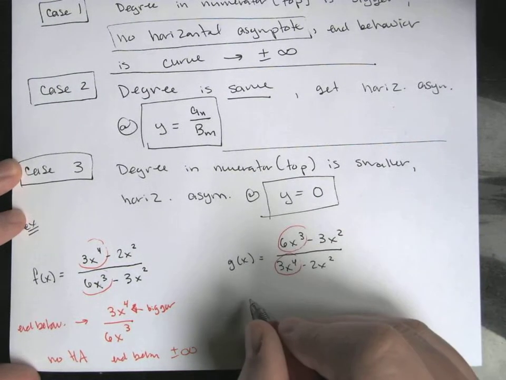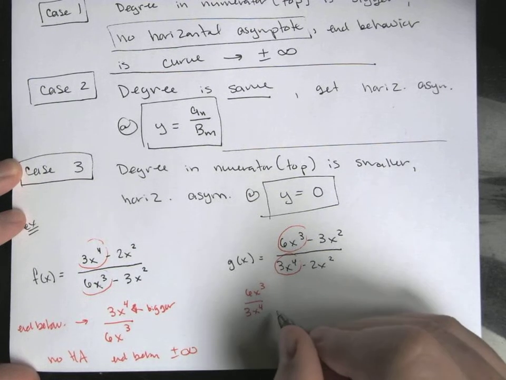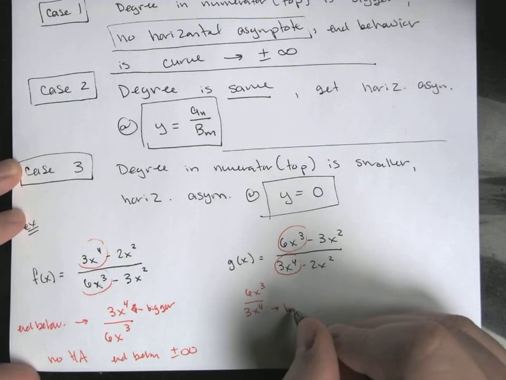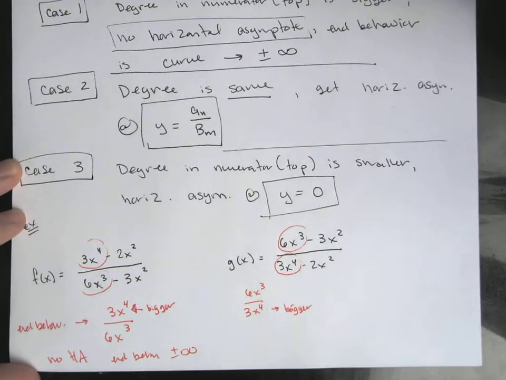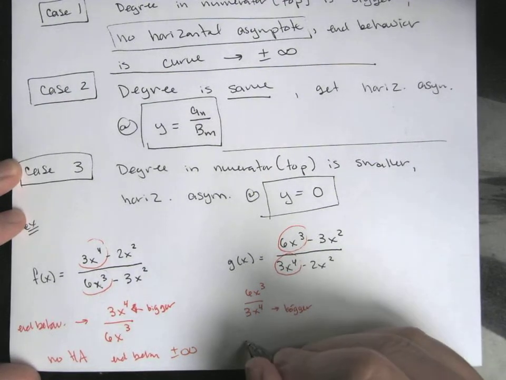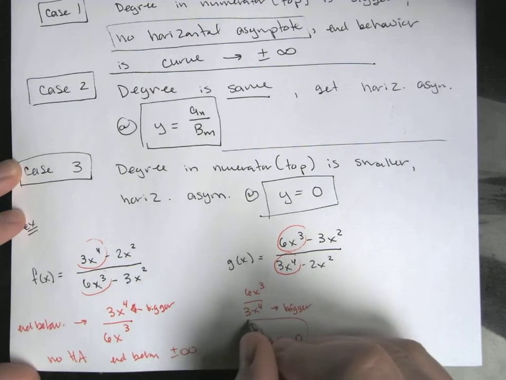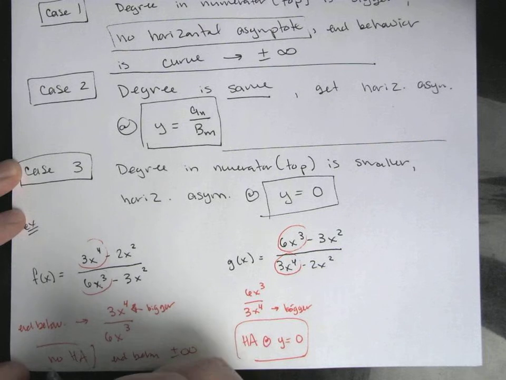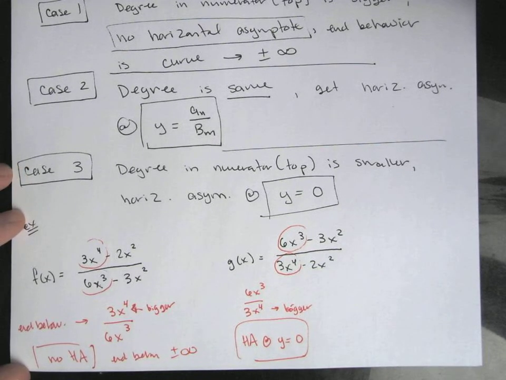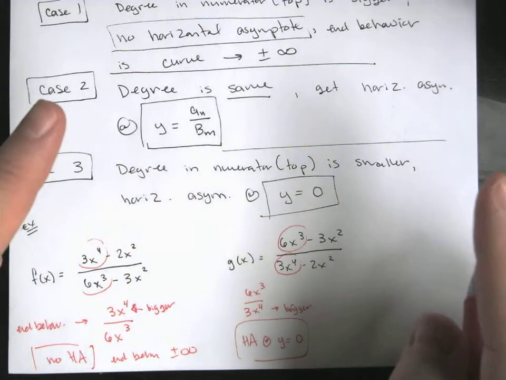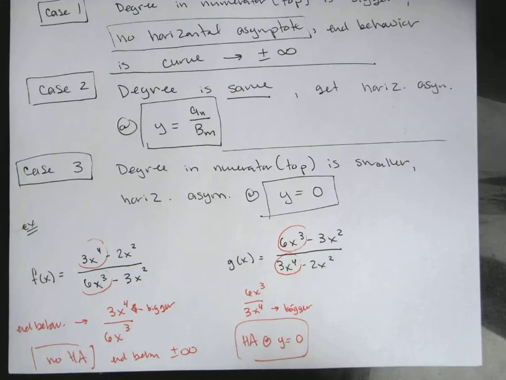is I'm really looking at 6x cubed over 3x to the 4. So now our bottom degree is larger, and so we're going to get a horizontal asymptote at y equals 0. That means this graph, as we go out to the edges, is flattening out and heading towards 0. I'm not really drawing any sketches for these yet. Again, we'll do the sketches and the visualization coming up when we put it all together.